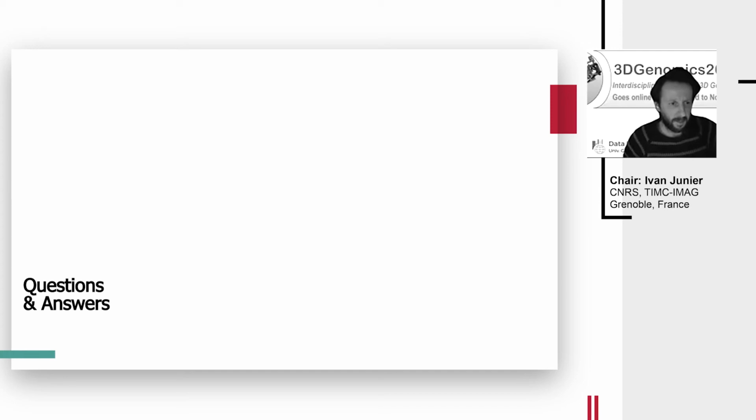Okay. So we have a question by Roman Barth. Do you know why cohesin loaders and RNAPII are present to a lesser extent without RNAPII after mitosis?